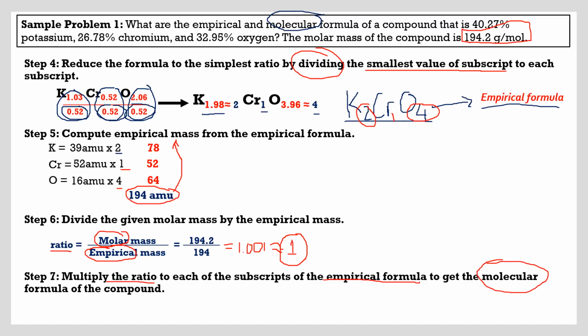So going back, the empirical formula is K2CrO4, multiplied by our multiplier, which is 1. So K2 times 1, Cr is only 1 times 1, and oxygen is 4 times 1. So the final answer is K2CrO4. This is now our molecular formula. And this compound, K2CrO4, is also known as potassium chromate.